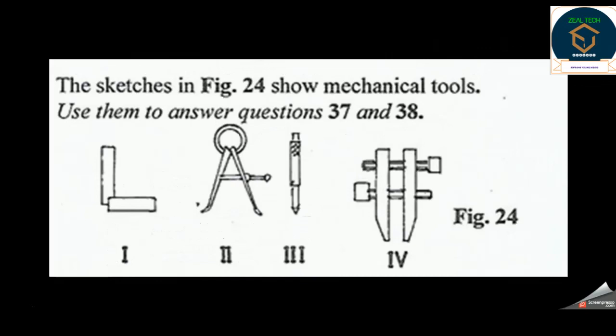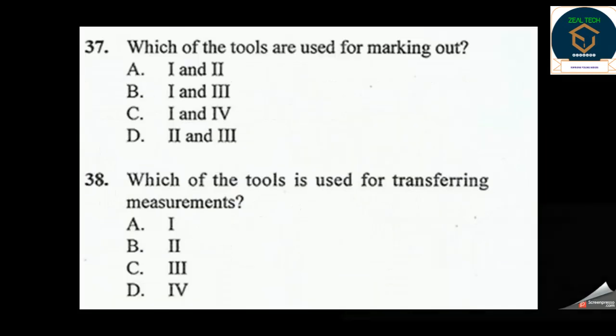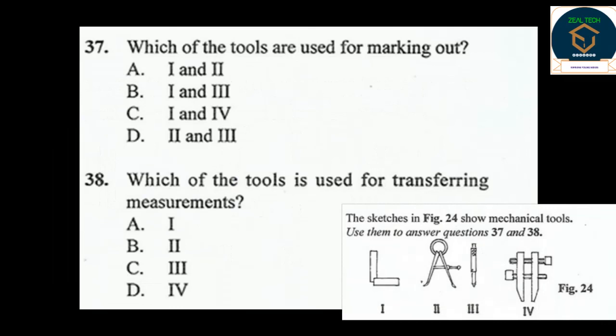Now we are to use this as figure 24 to answer question 37 and 38. 37. Which of the tools are used for marking out? The correct answer is 1 and 2. Please look at the diagram on the right hand side. You will see what I'm talking about. They are used for marking out. Alright? And then, oh, sorry, 1 and 3. The answer is B, not 1 and 2. 1 and 3. Alright? Then number 38.